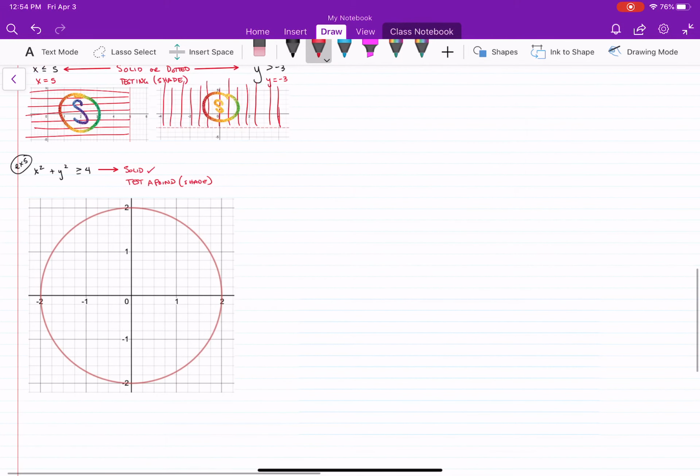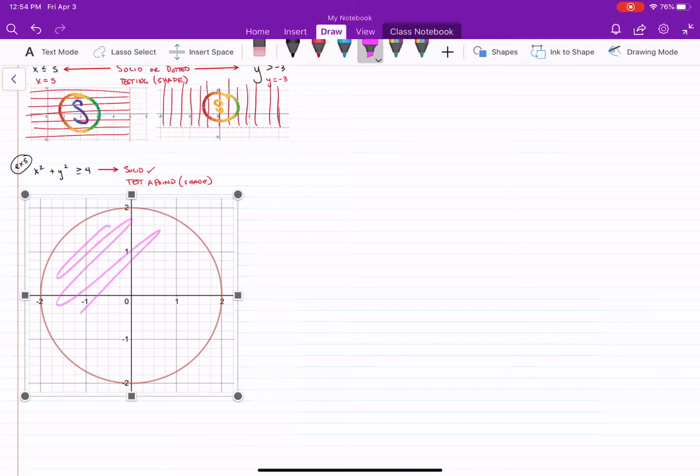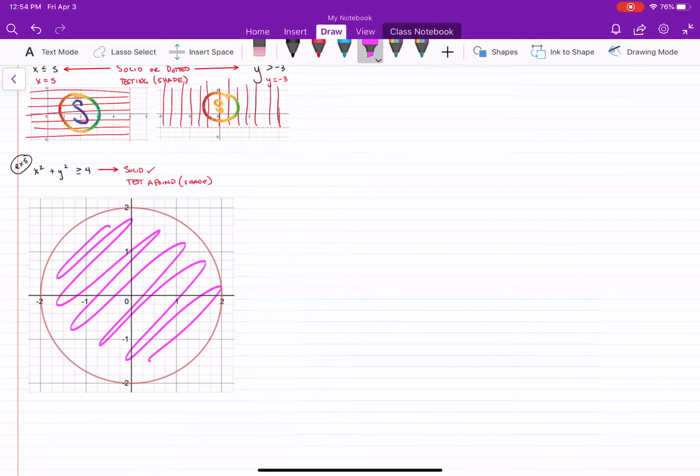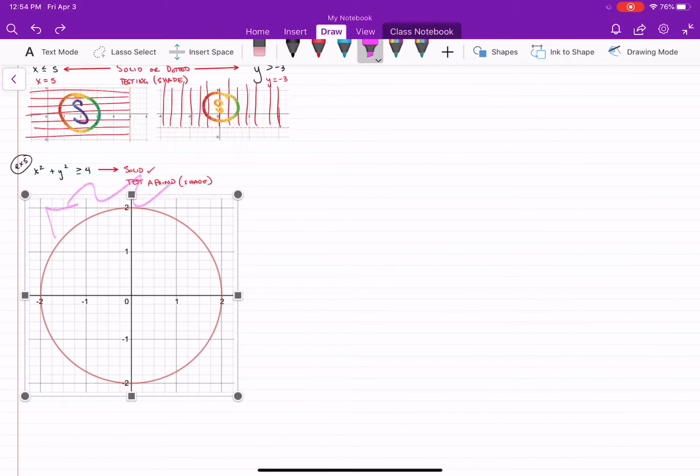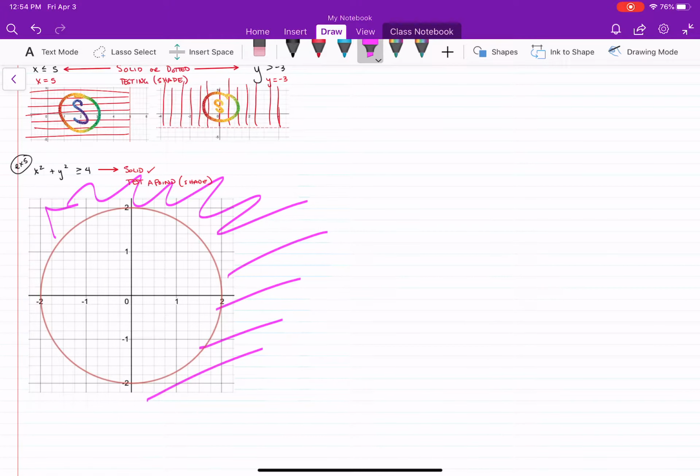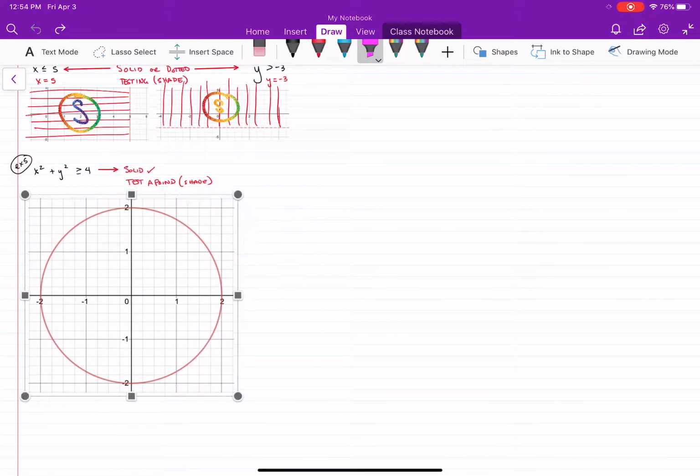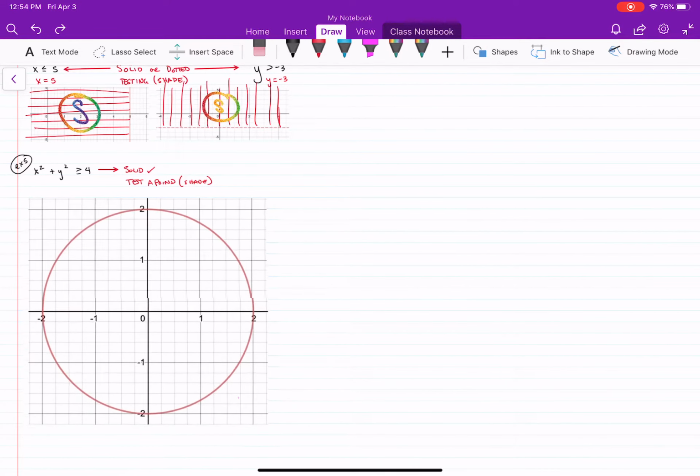So there's two sets of shading that can happen. One set of shading is that it could be on the inside. The other set of shading is that it could be on the outside. Question is, which one is correct? Okay, so let's take a look.